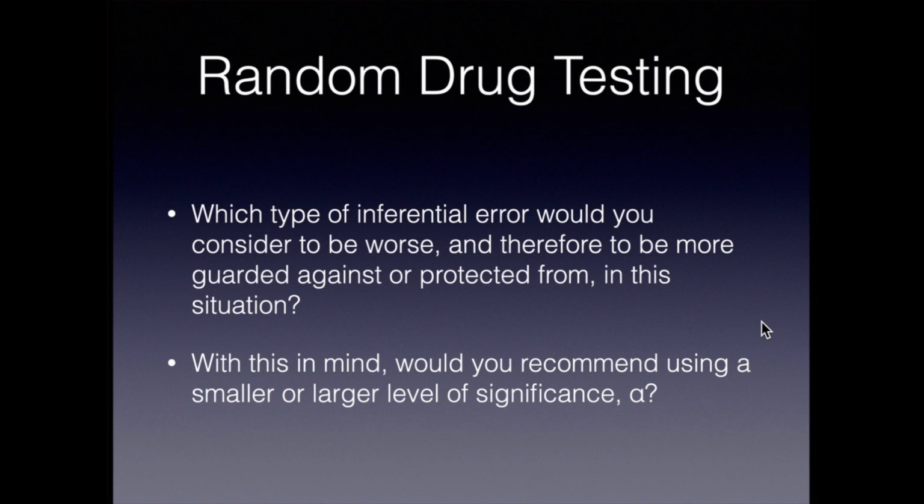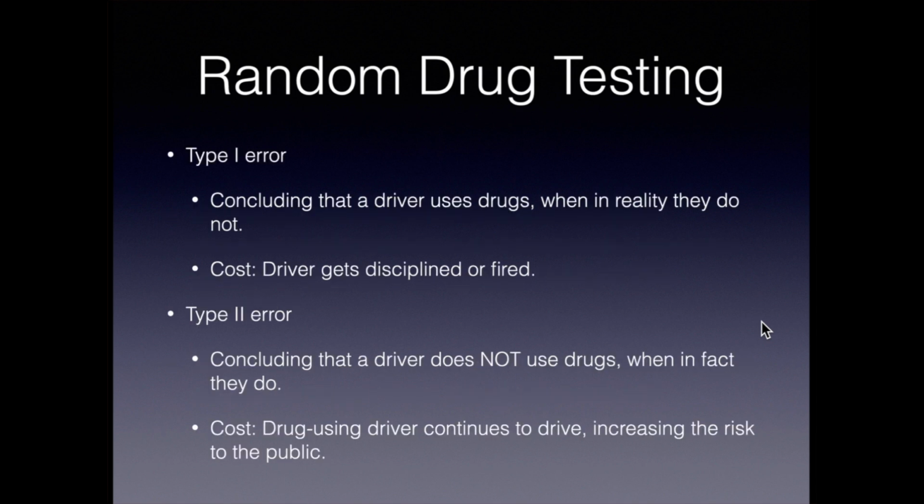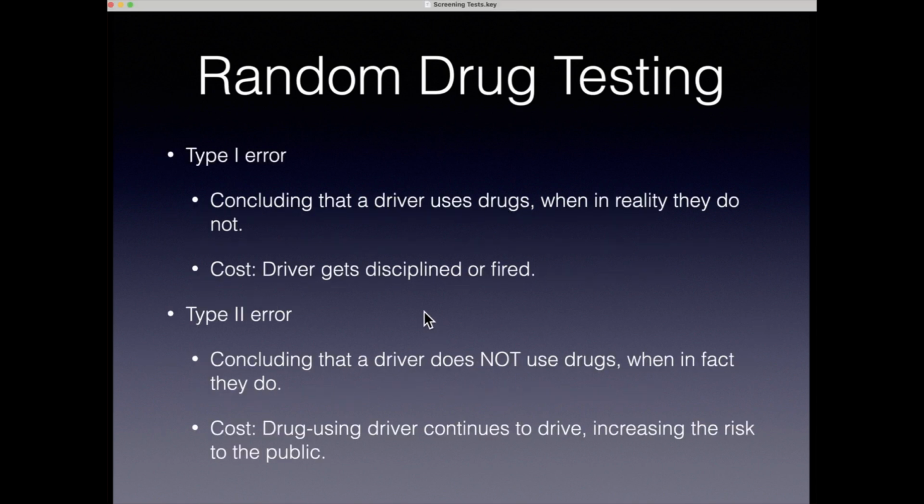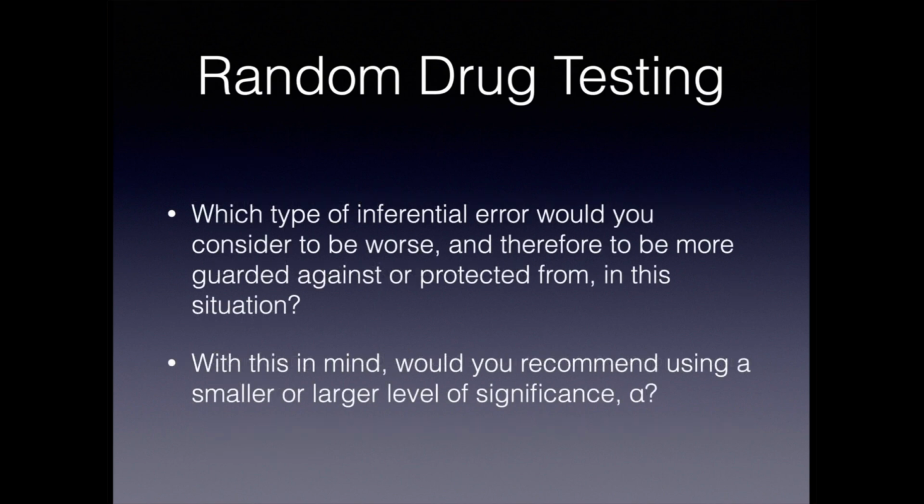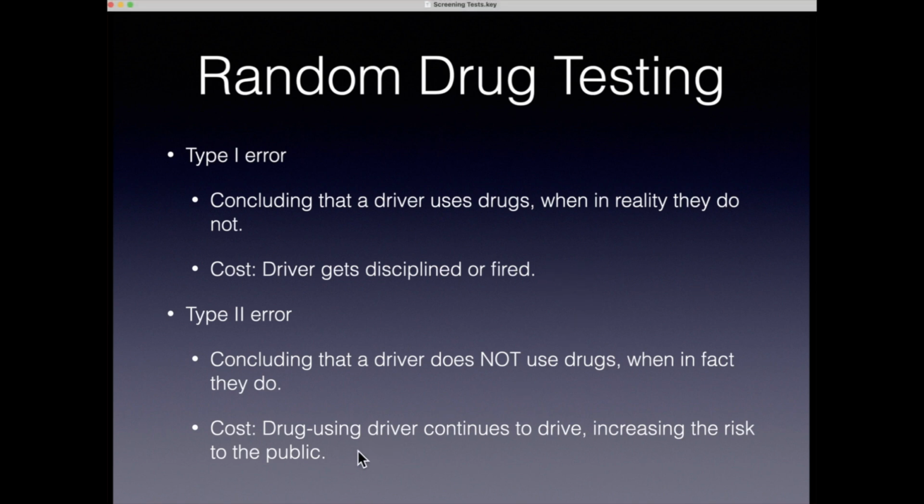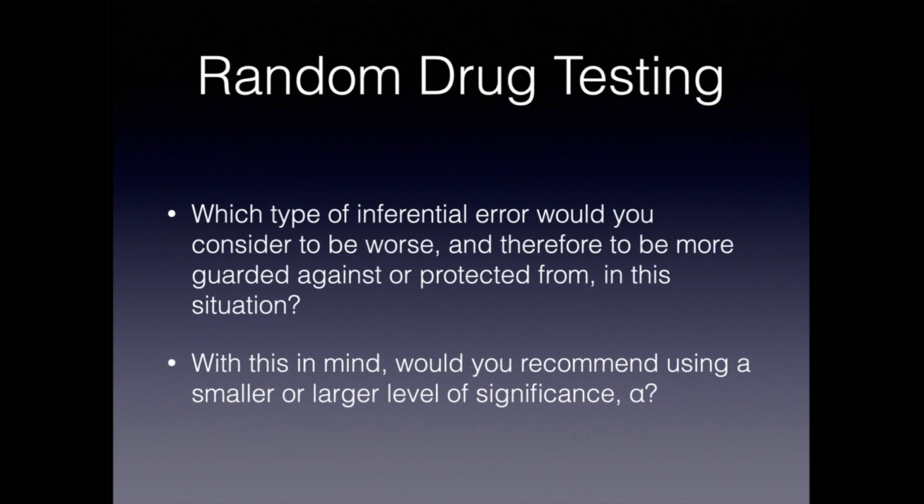And so this is why we need to identify what a type 1 error and a type 2 error represents in a given context. Then we also need to think about the costs associated with each of those types of inferential errors. And then finally, we need to weigh the costs of those two types of inferential errors in coming up with a reasonable significance level to use for the test.